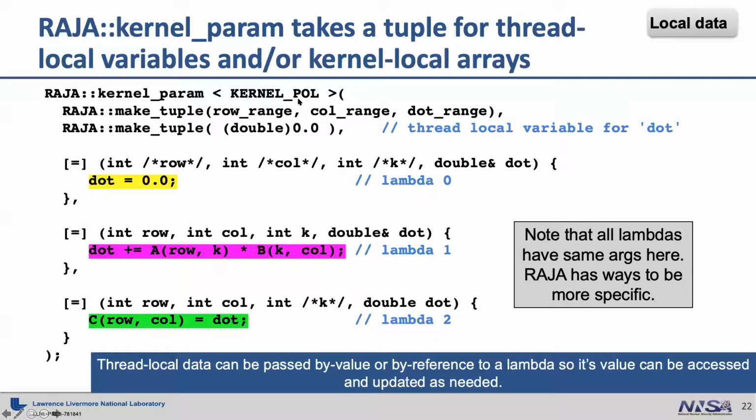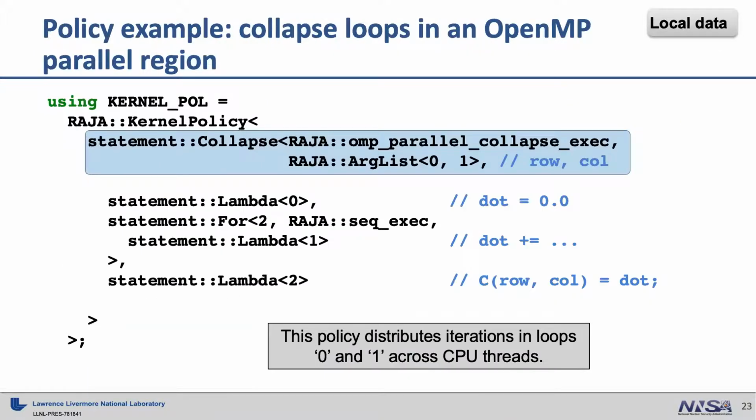So this is putting it all together. This is what your matrix multiplication RAJA kernel is going to look like. You notice here we still have our kernel policy to control it. This ideally is the only thing that needs to change when you go to a new system, and the idea is to provide some control over it. So if we're on Theta, we say we want to execute with OpenMP threads. Let's say we want to collapse those outer two loops. We can use this statement collapse, providing it the OpenMP parallel collapse execution and the two arguments that are going to be collapsed. Then we provide our inner lambdas and we're going to execute that inner loop sequentially.